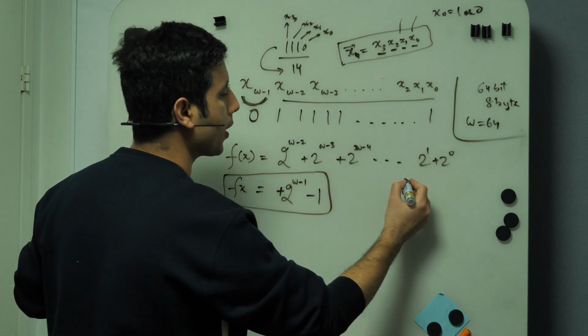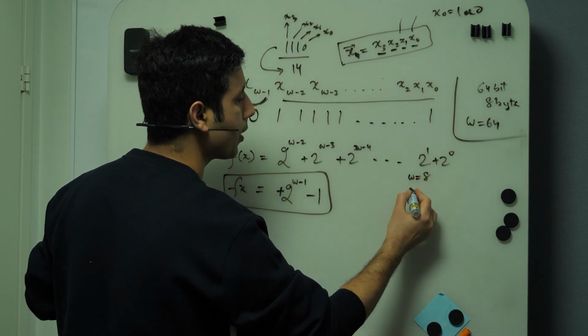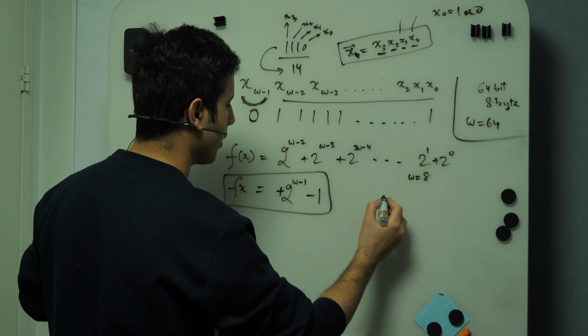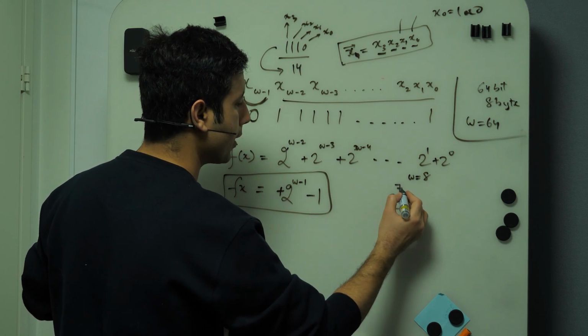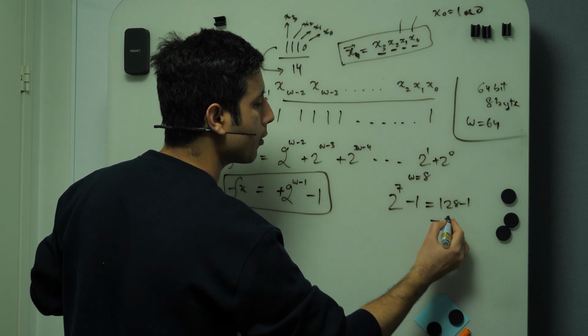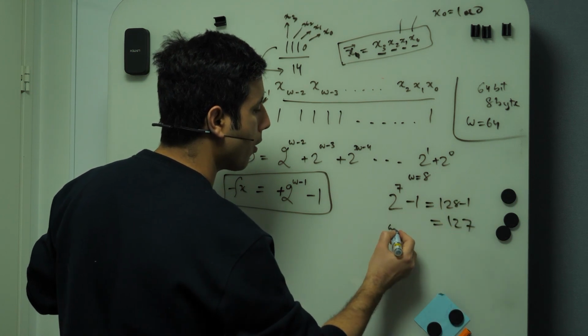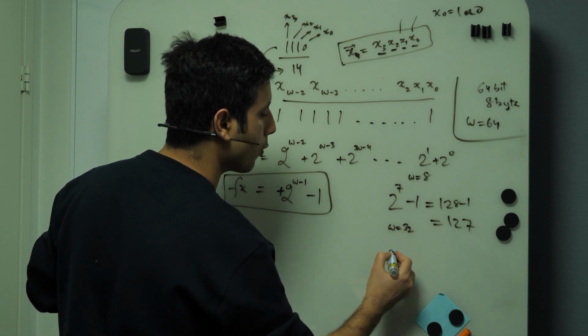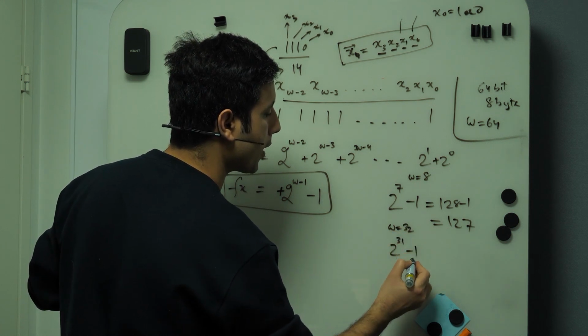Now let's see, as an example, W is equal to 8. Now this upper limit would be 2 raised to the power 7 minus 1, which is 128 minus 1, 127. For 4 bytes, it would be 2 raised to the power 31 minus 1.